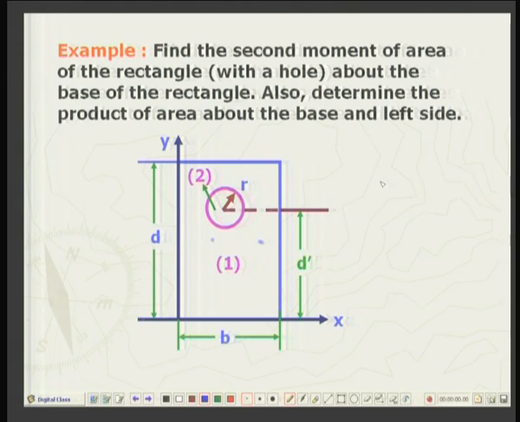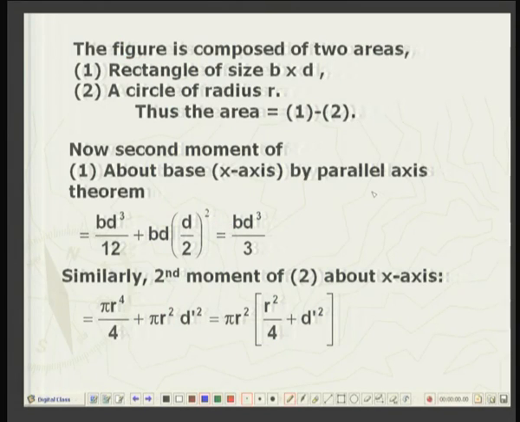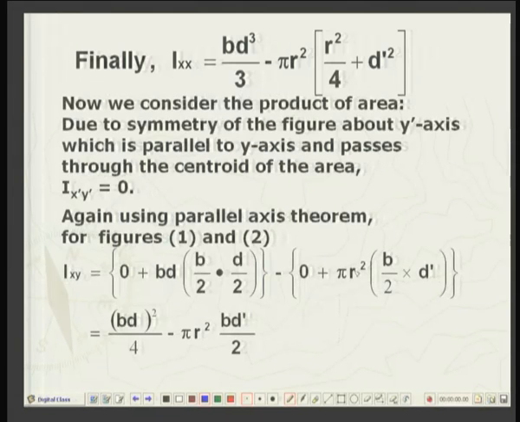this d dash can be found out, or sorry, it is given. So, pi r square into d dash square. So, if you simplify it, pi r square by 4 plus d dash square. Okay. And when you subtract the contribution of the circular area from the rectangular area, you get the I axis of the net figure.